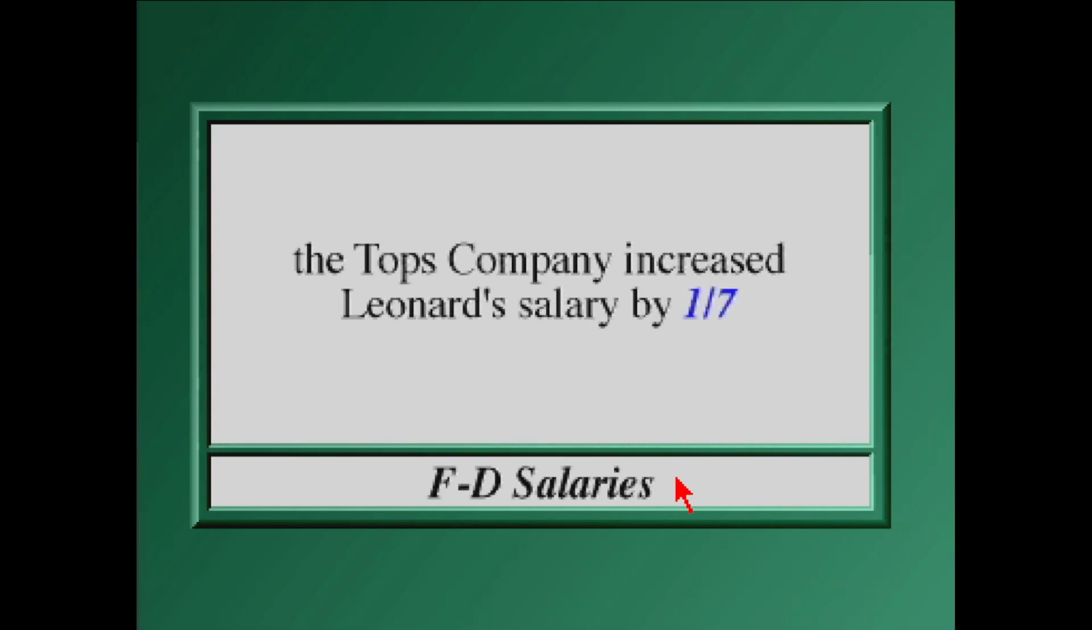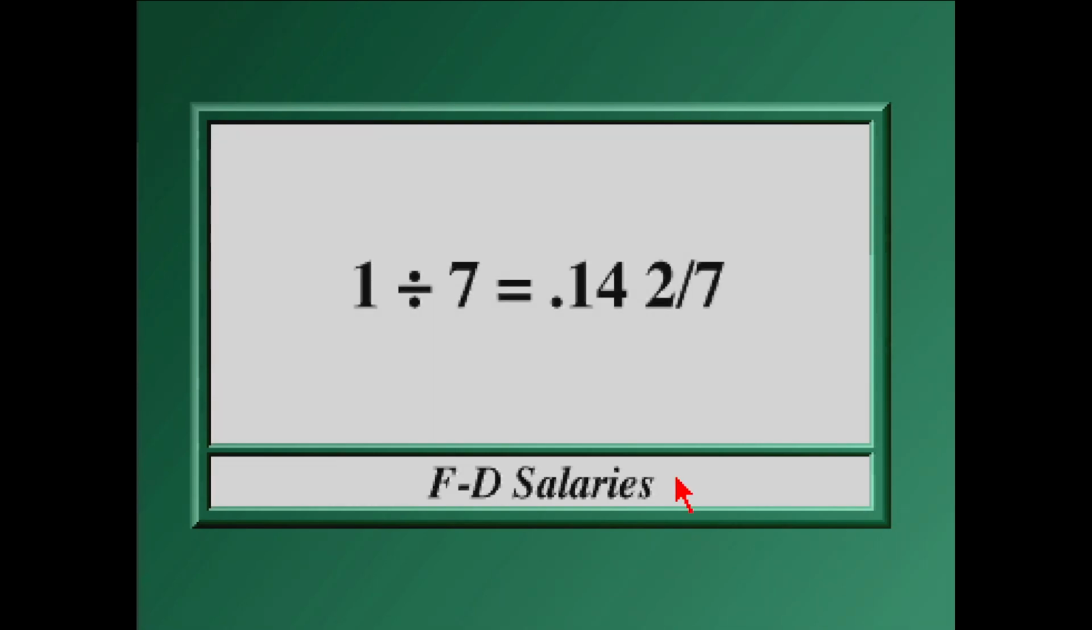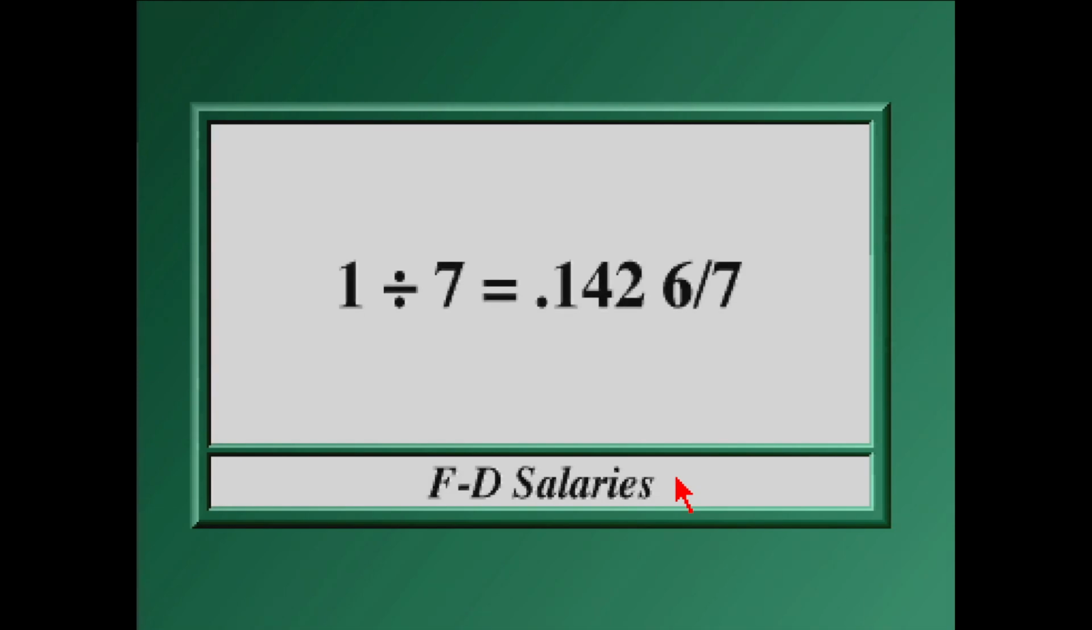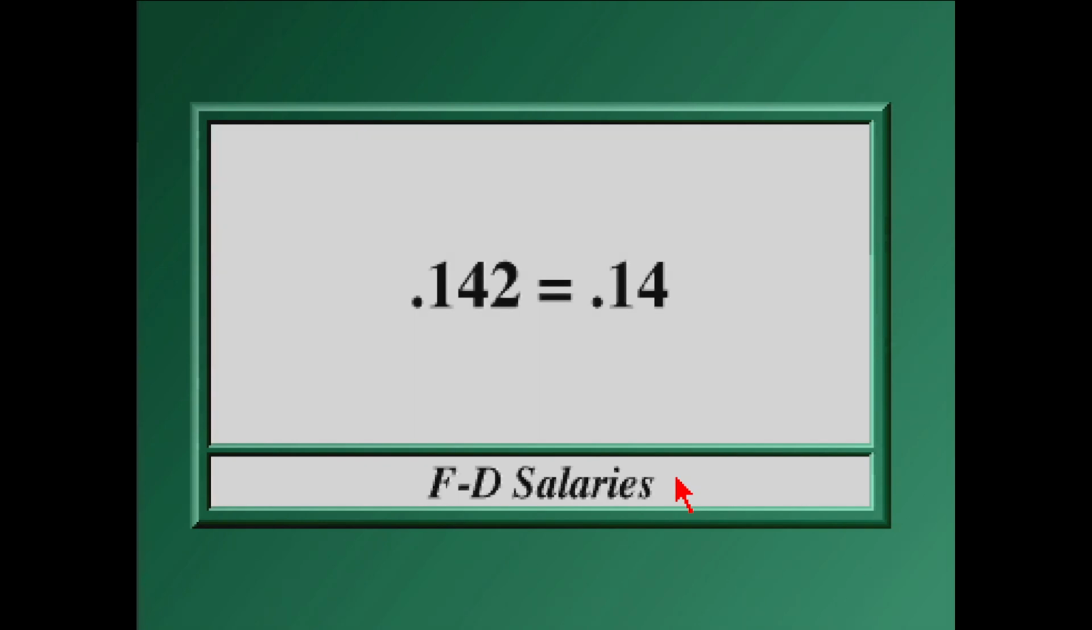The Tops Company increased Leonard's salary by 1/7. Leonard wanted to convert 1/7 to a decimal, so he divided the denominator 7 into the numerator 1. Leonard found that after creating a decimal valued in the hundredths, a remainder of 2 remained. He decided to continue dividing one more place in order to round the decimal to the nearest hundredth. A remainder of 6 was left after creating the decimal .142. Since Leonard wanted a decimal rounded to the nearest hundredth, .14 resulted. The 2 was dropped since 2 was less than 5, the rule for rounding to the next highest number.